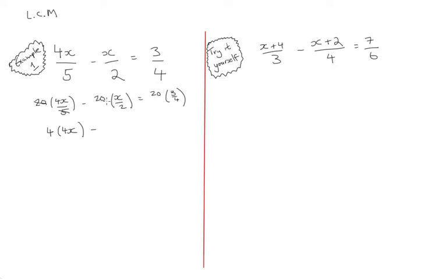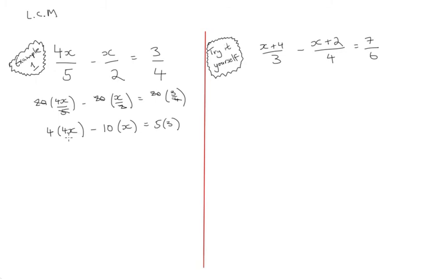And this 20 divided by 2 would be 10. So we're left with 10 multiplied by x. And then over here, we have this 4 and this 20. So 4 divides into 20 five times, so it's 5 multiplied by 3.